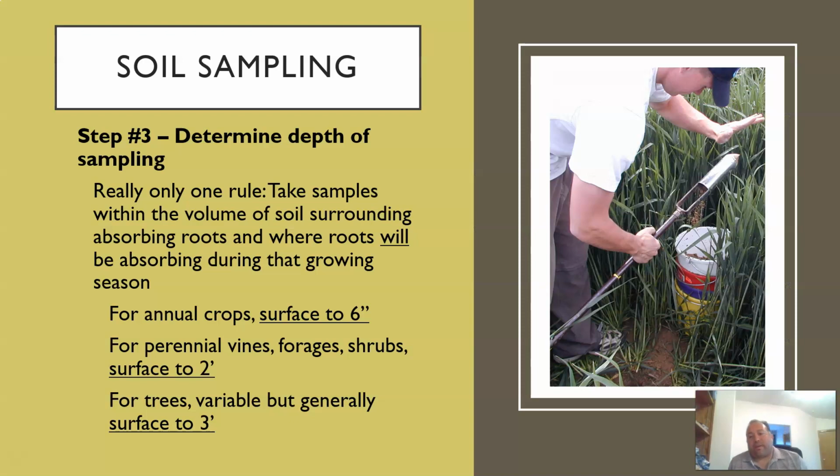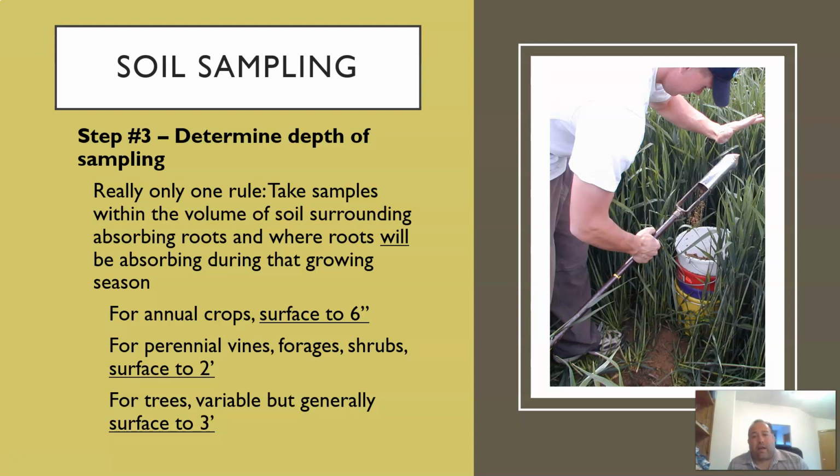Step 3 in our soil sampling process, determine the depth of sampling. So there's really only one rule with that. Take samples within the volume of soil surrounding absorbing roots and where roots will be absorbing during that growing season that you're sampling in. So for annual crops, anywhere from the surface to 6 inches. Anything else doesn't make any sense because they're not going to put in roots deeper than 6 inches.